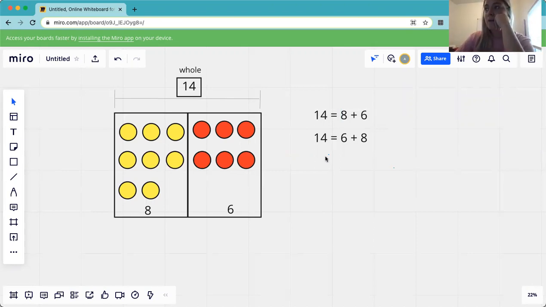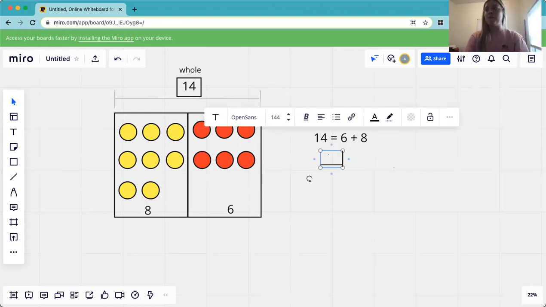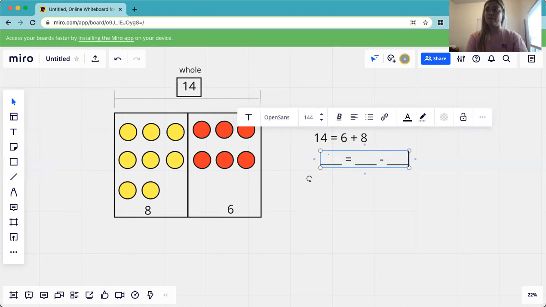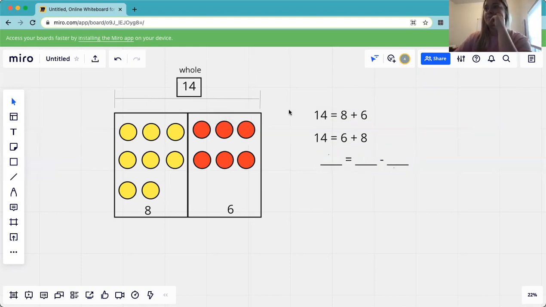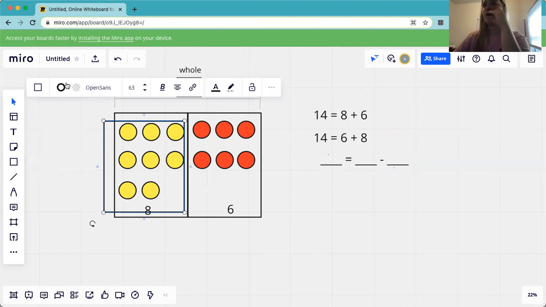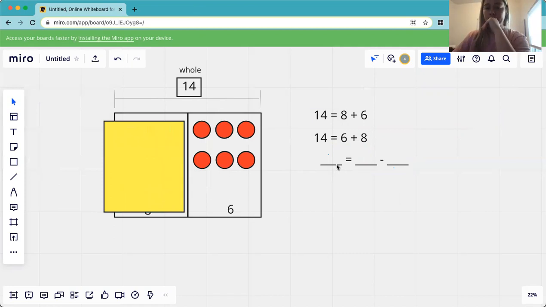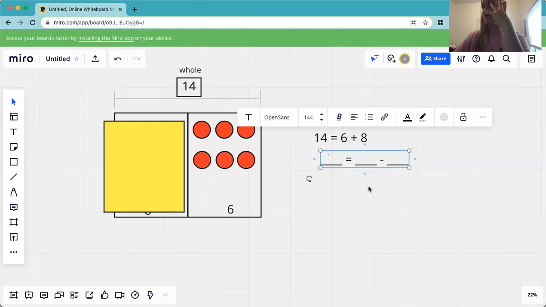Now I'm going to go ahead with my subtraction problem. Now I'm going to put the lines for this one because we want to keep it the same. So blank equals blank minus blank. Alrighty. So what I'm going to do with this one is I'm just going to use something to cover up one part right here. I'm going to use it to cover up my one part. So I know right here that 14 is my whole. So I'm going to start out with 14.